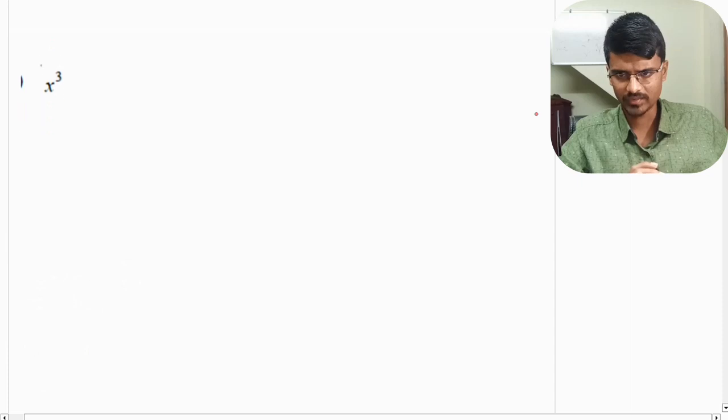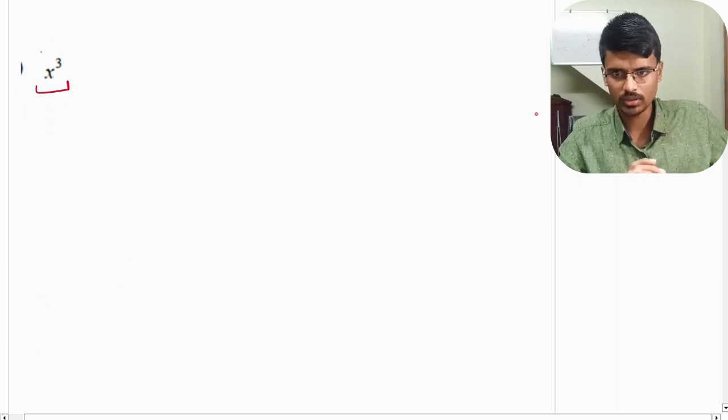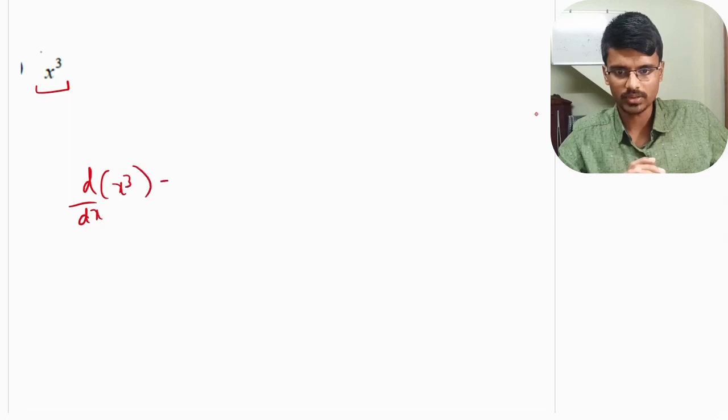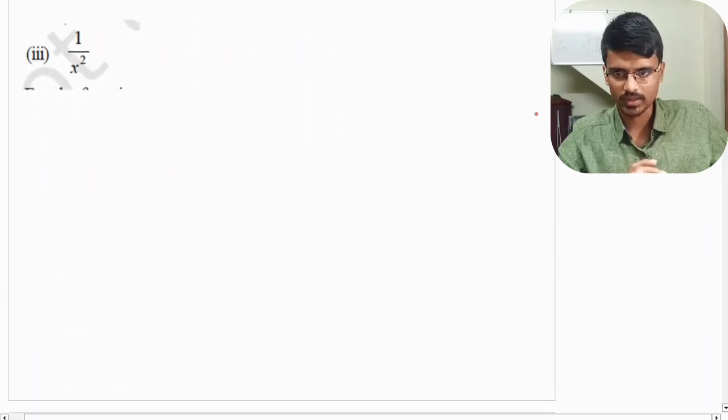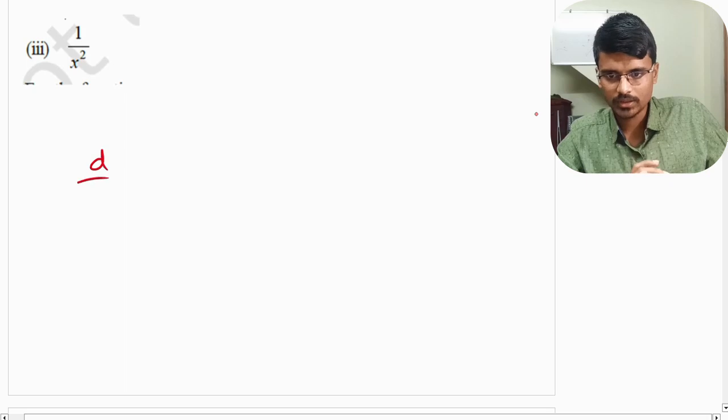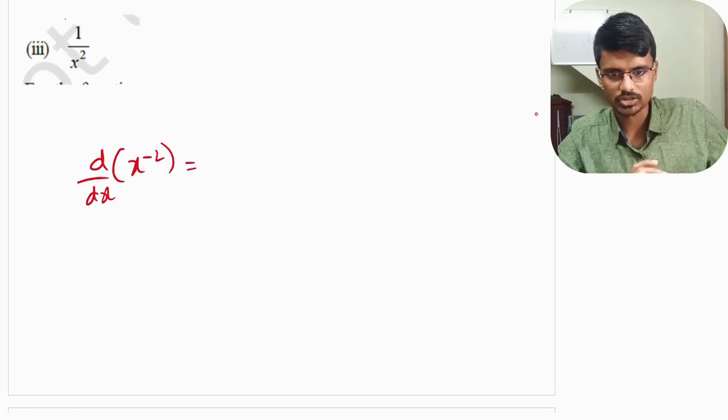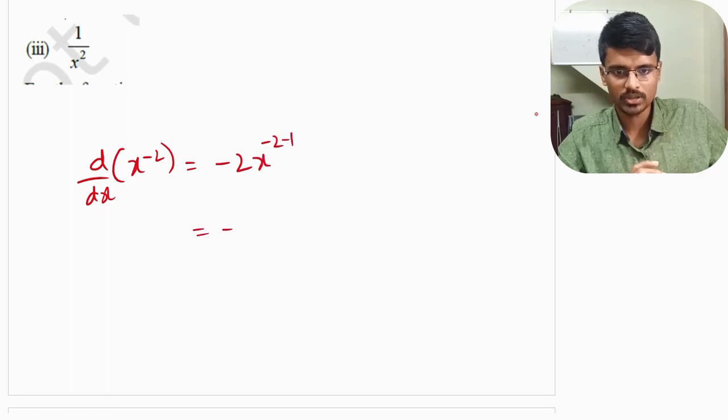We have a very simple question: differentiation of x cube. d by dx of x cube is nothing but 3x power 3 minus 1, which is nothing but 3x square. Moving on, again a simple question: d by dx of x power minus 2, just direct application of the formula: minus 2x power minus 2 minus 1. So minus 2 by x cube.